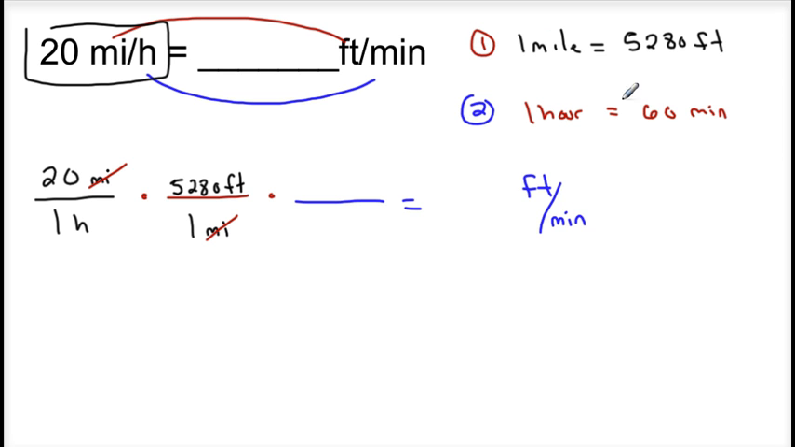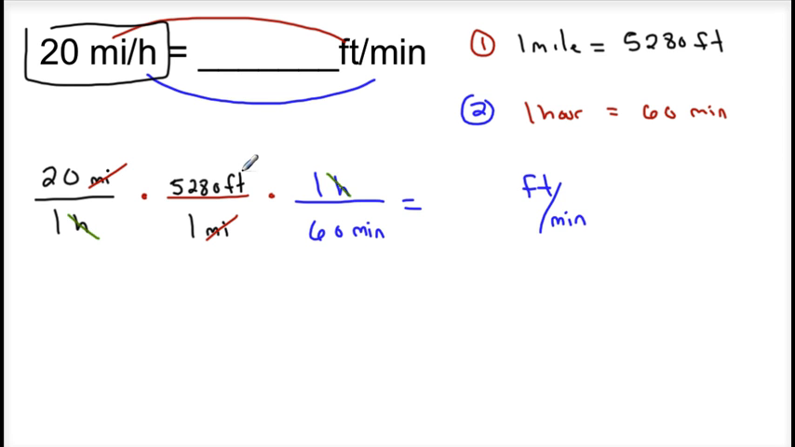My second fraction, 1 hour equals 60 minutes. How should I create this fraction? What should go in my numerator? What should go in my denominator? 1 hour should go on top, in my numerator, so 1 hour in my numerator, 60 minutes in my denominator. Excellent. And now my hours simplify.